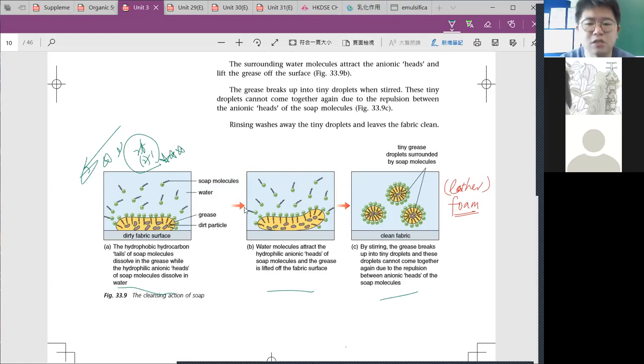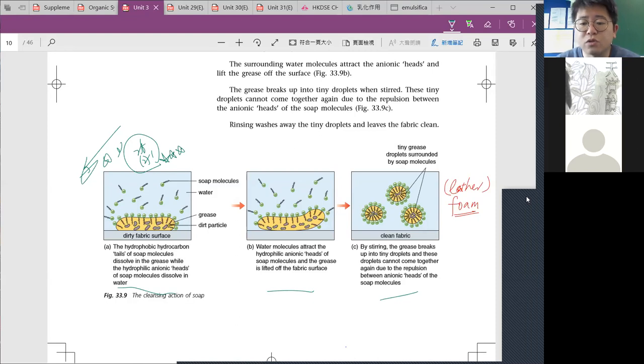So my question is, can you make a comparison between addition polymer and condensation polymer? So this is the question. Okay, so I would like to have your understanding tonight.